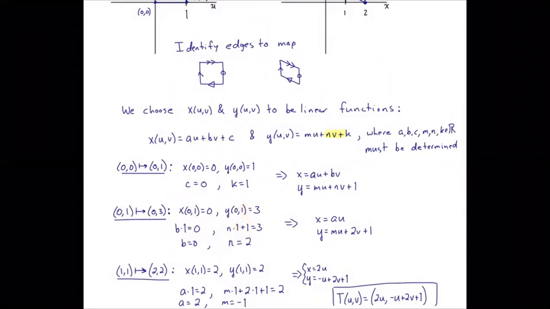We update our equations for x and y. B is 0, so we only have the term x equals au for that function, and y is mu plus 2v plus 1. All that's left to determine is a and m for each of these equations.